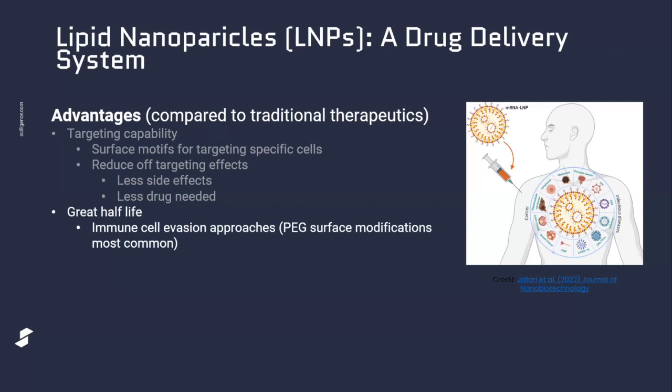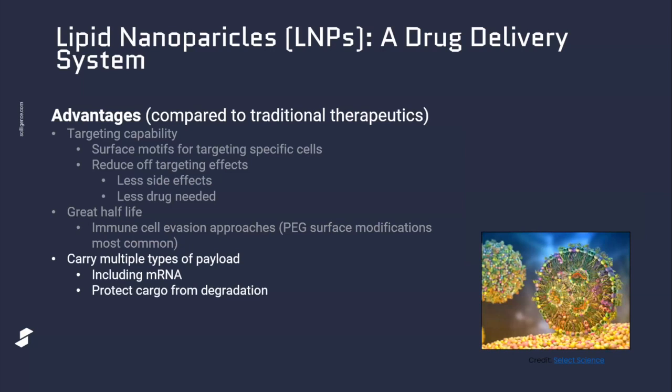Lipid nanoparticles have a great half-life. Oftentimes the nanoparticles will have a PEG surface modification, which will allow for immune cell evasion. They're able to carry multiple types of payload, and this does include mRNA, which often undergoes degradation in the body, but the nanoparticles can protect this cargo from degradation, allowing for a therapeutic that is usually very hard to use.